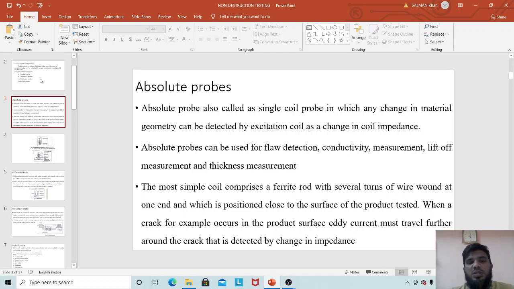Okay, so the simplest coil comprises a ferrite rod with several turns of wire. Generally one end is positioned close to the surface of the product to be tested. When a crack, for example, occurs on the product surface, eddy current must travel around the crack, which is detected by the change in impedance. When there is a crack, obviously it has to change something, because an open surface is an obstruction for the flow of current. Eddy current cannot flow through an open surface.